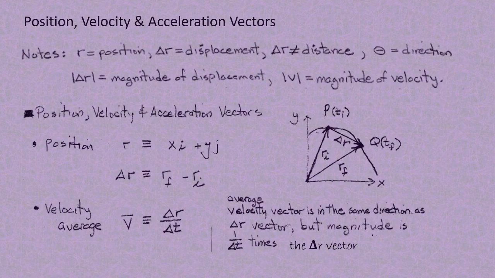So if delta t is larger than 1, then the average velocity vector will have a magnitude smaller than the displacement vector. On the other hand, if delta t is smaller than 1, then the average velocity vector is going to have a magnitude larger than delta r.